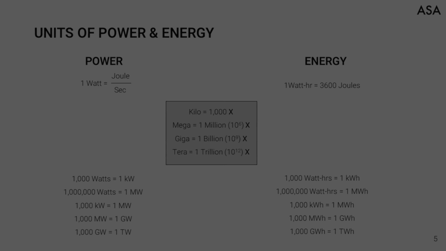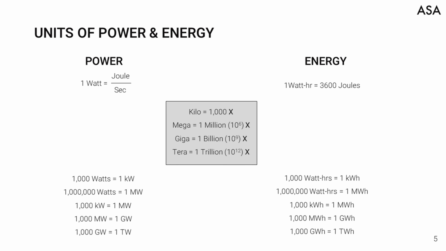To truly understand the difference between power and energy, we need to dig into the units of each. Power is the rate at which work is done. Work, also known as energy, in its most basic form is expressed as a joule. Since power is a rate of energy, in its most basic form, it is expressed as a joule per second. A joule per second is equivalent to a watt. Watts are the most common unit of power in renewables.